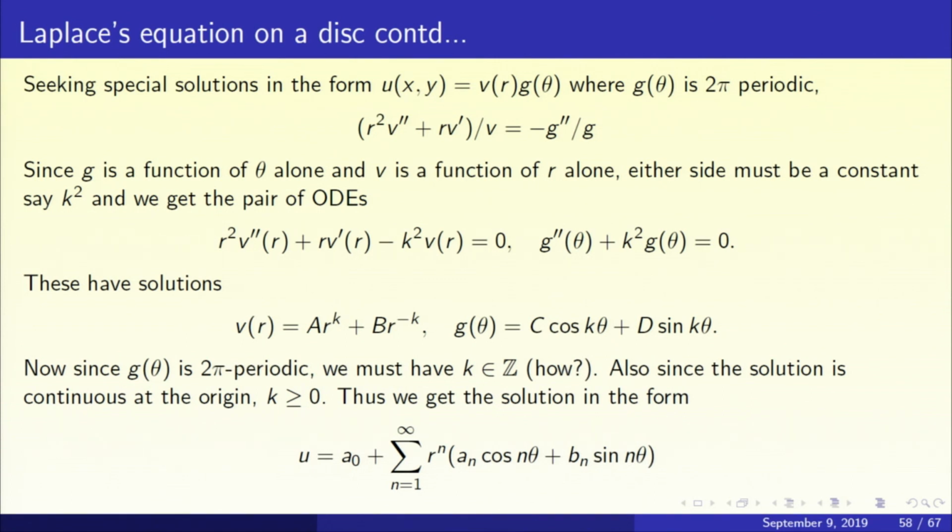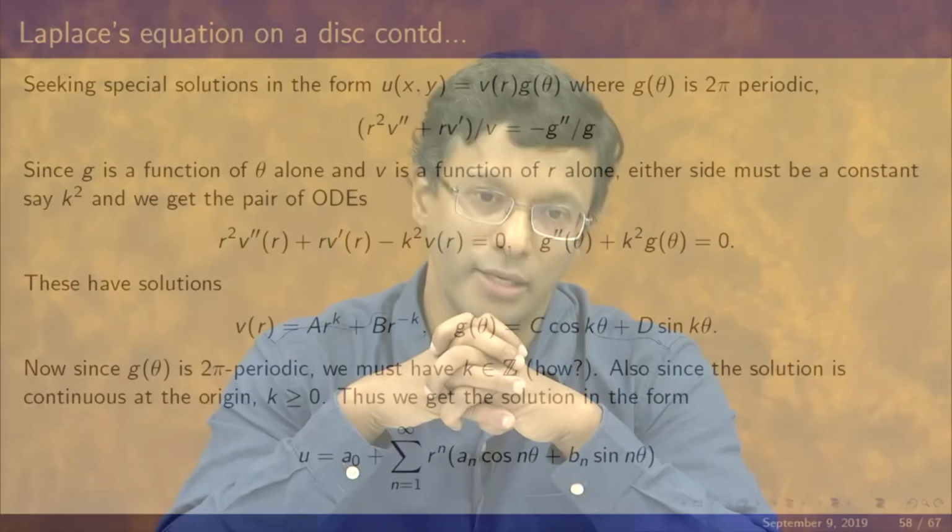And because the differential equation is a linear differential equation, if I have a bunch of solutions, their sum will also be a solution. And so the most general solution is basically u equal to a naught plus summation n from 1 to infinity r to the power n into a_n cos n theta plus b_n sin n theta. The last displayed equation in the slide is the most general form of the solution of Laplace's equation, Laplacian of u equal to 0.